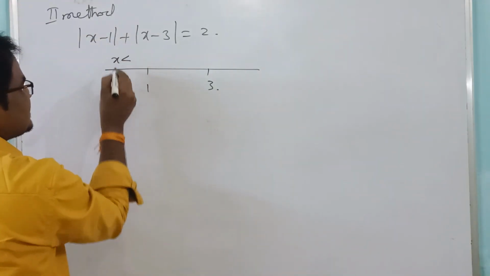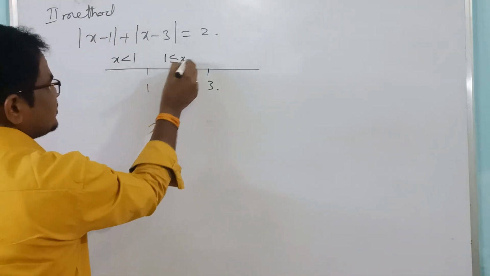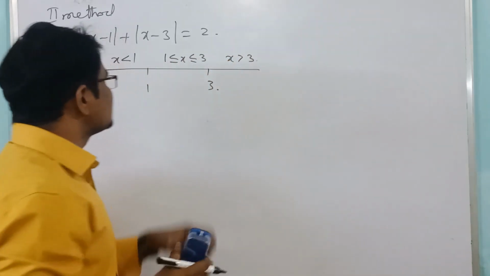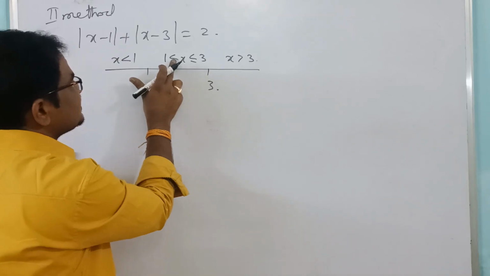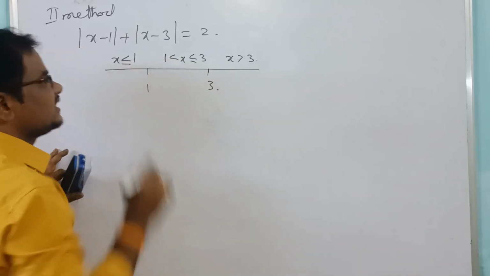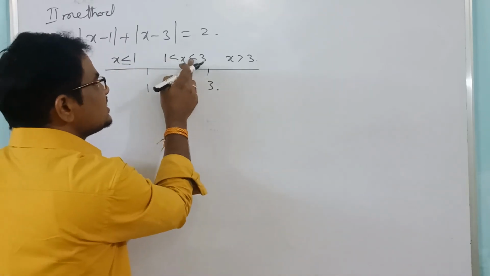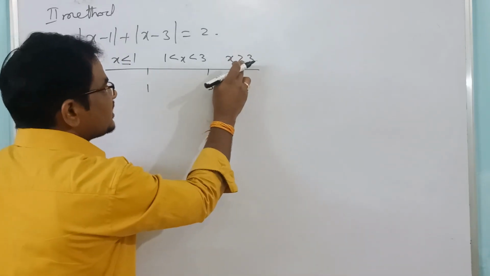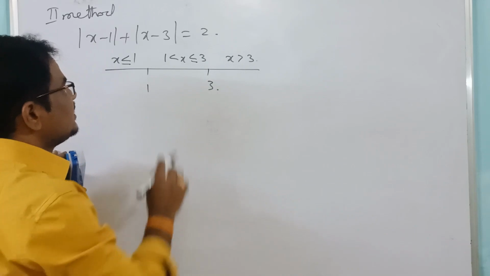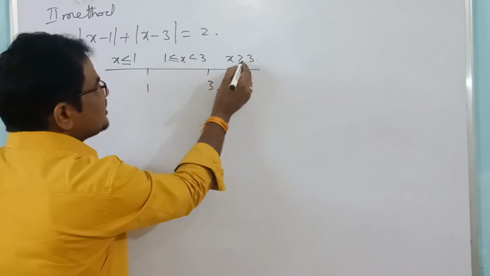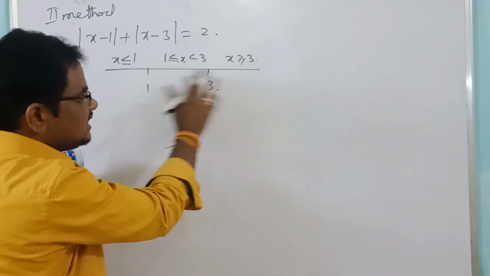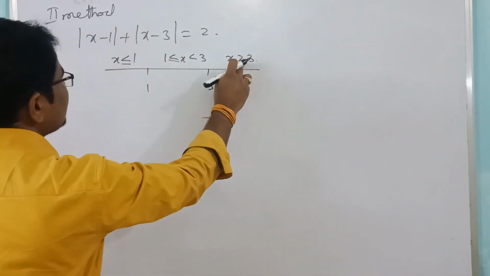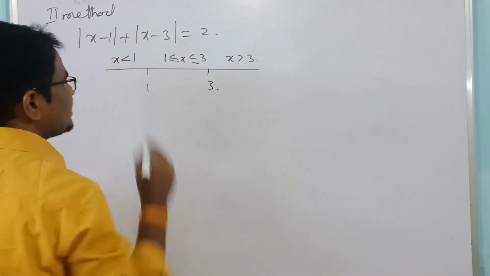First one is x < 1, second 1 ≤ x ≤ 3, third x > 3. Whether you take less than or less than or equal to at either end, the complete solution finally gives the same answer. Now here I will take equal and here also equal.